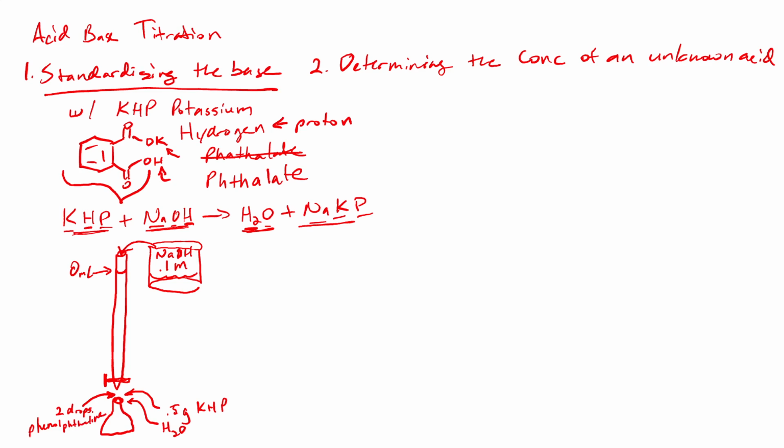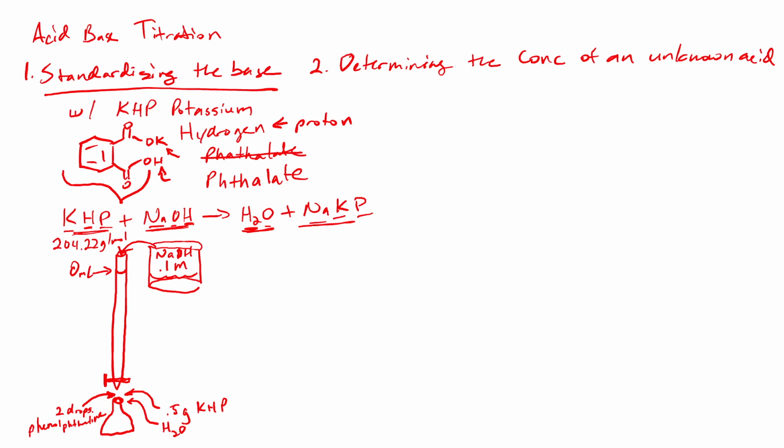Again, I don't remember how to spell phthalate. Maybe I should look that up too. Sorry, how do you spell phthalate? That reminds me, I also need to know the molecular weight of potassium hydrogen phthalate, because that's how we figure out the number of moles. So KHP's molecular weight is 204.22 grams per mole. Okay, awesome. Now you have your potassium, sorry, your hydrogen. Let me say that again.